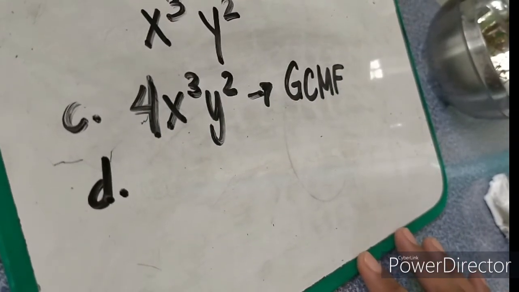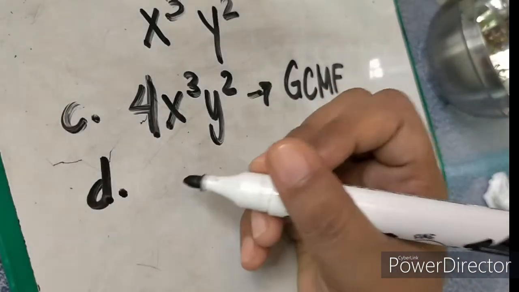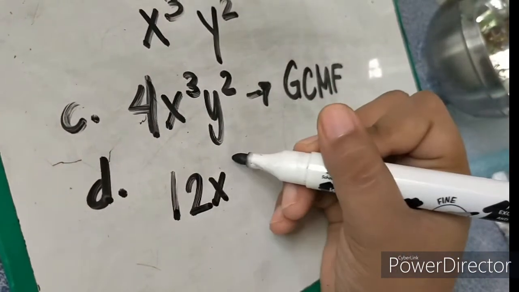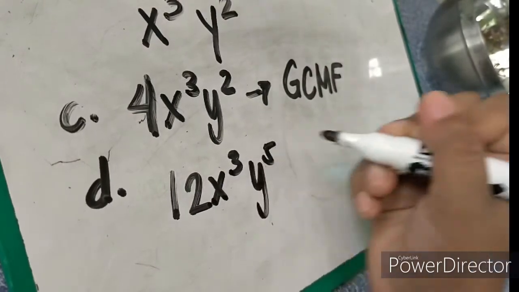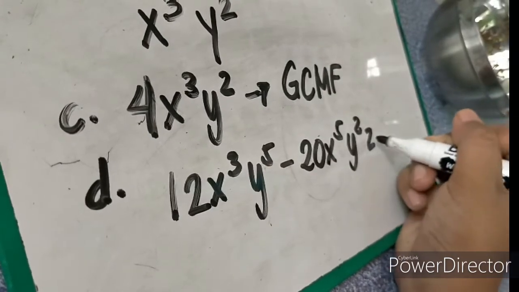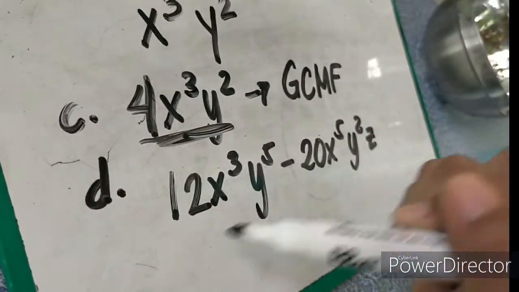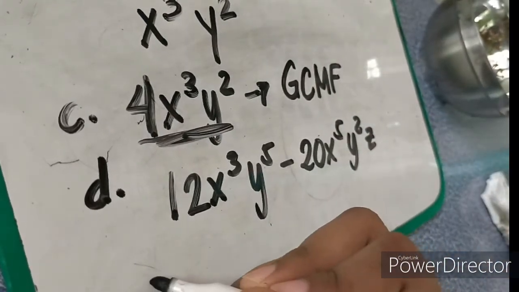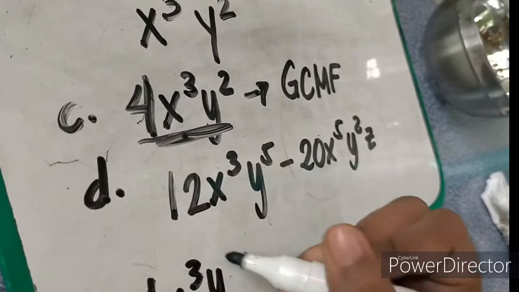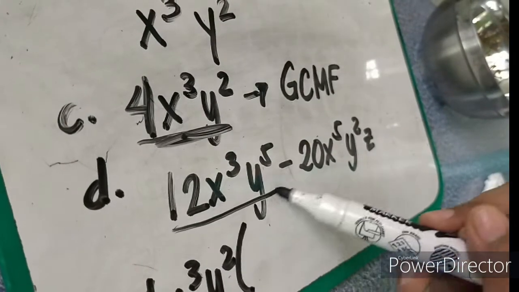So, dito na tayo sa ating last step. For the last step, to completely factor the polynomial, divide the polynomial by its GCMF. So, this is the original equation or polynomial. Let's divide the GCMF to our original equation. So, let's just copy x cubed y squared, then open parentheses. Now, let's start dividing with the first term.